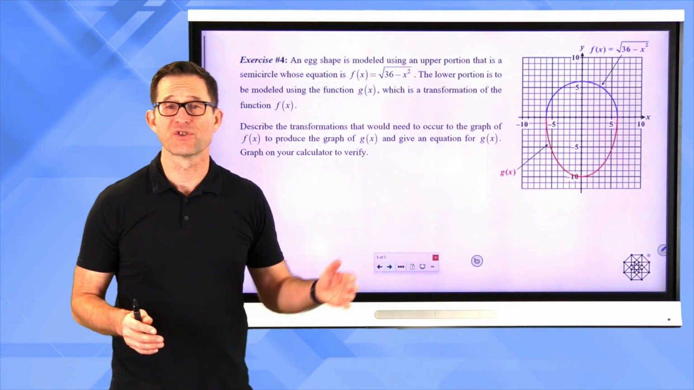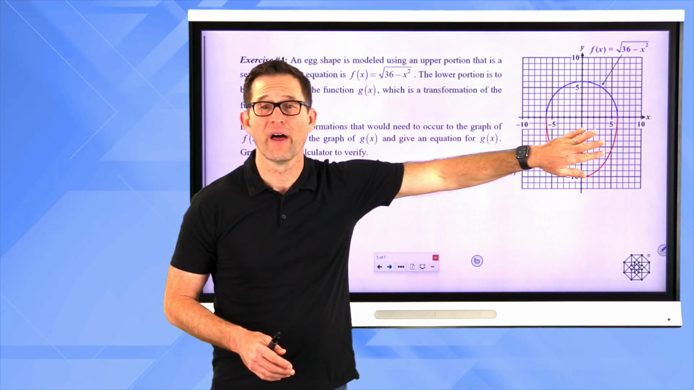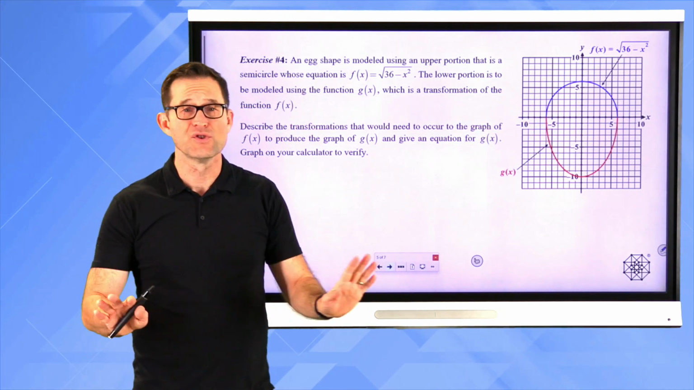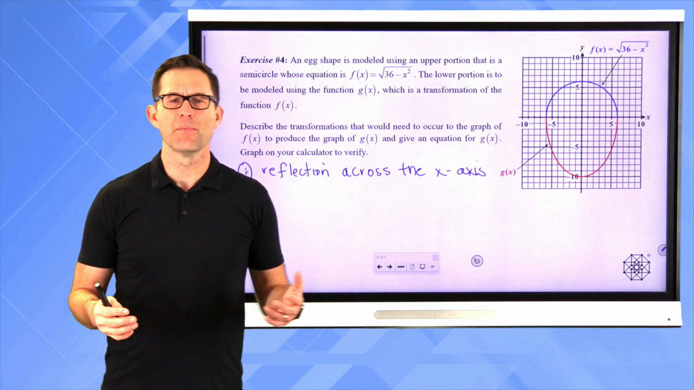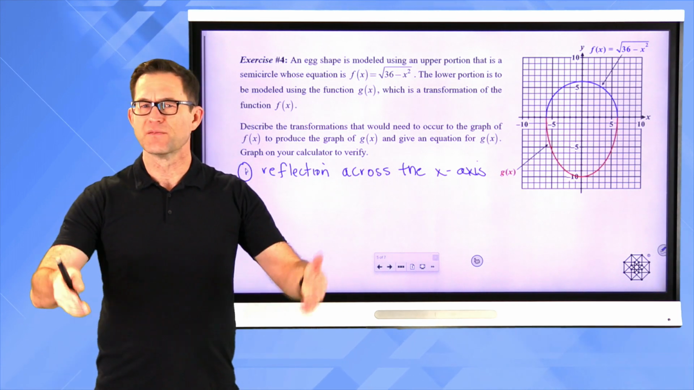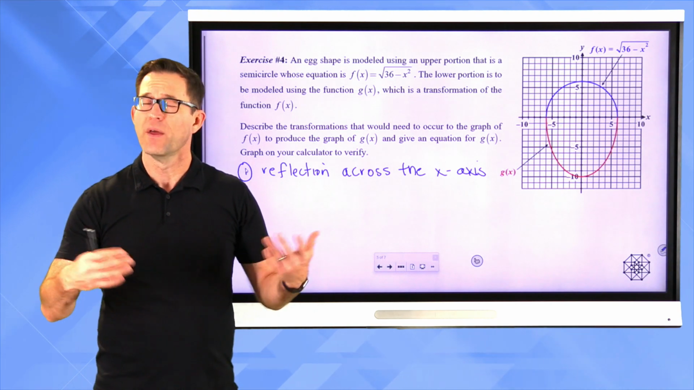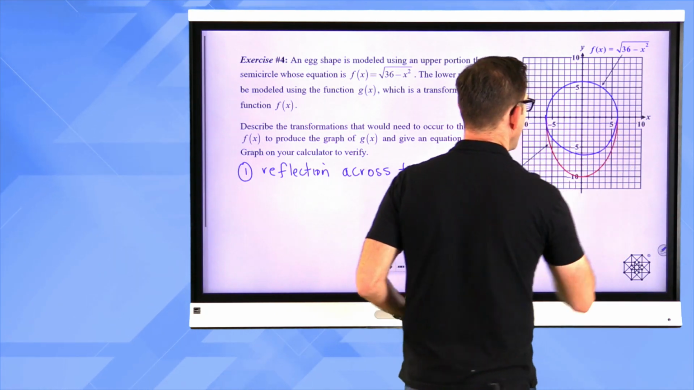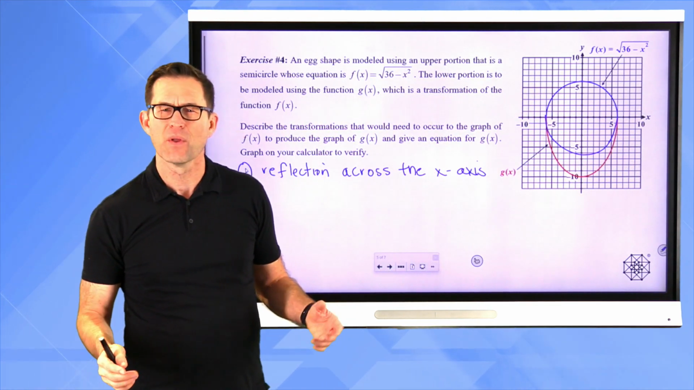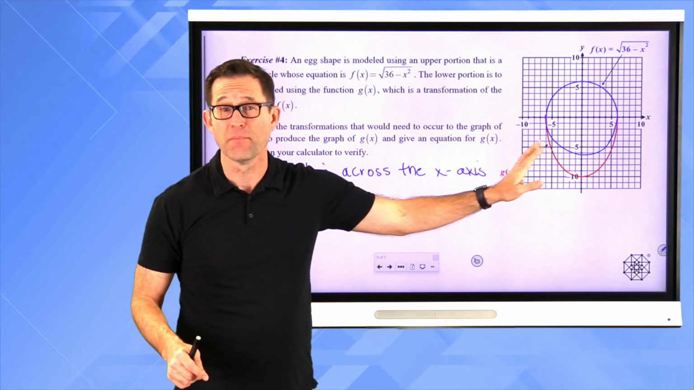All right, well, one thing I know for certain is that I've taken this semicircle and I've reflected it across the x-axis. There's no doubt about that. So I'm going to write that down. I have a reflection across the x-axis. Now, keep in mind that when I reflect across the x-axis, that's going to be pretty easy. All I'm looking to do is multiply the entire function by -1. Now, if I did that alone, all I would end up getting is the other half of the semicircle. I'd just get something like that. Very poorly drawn, but I would get something like that.